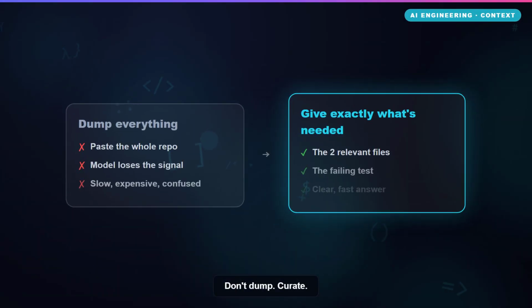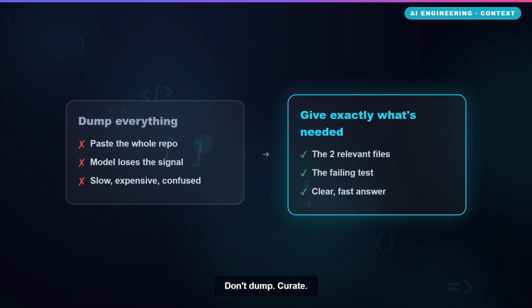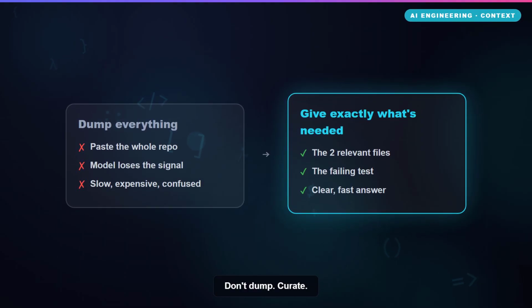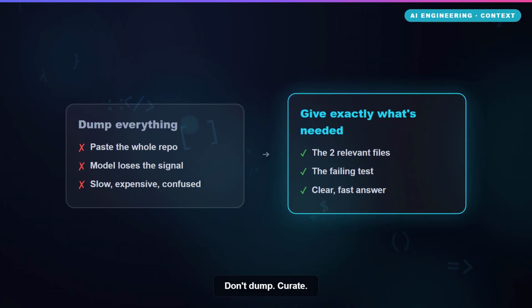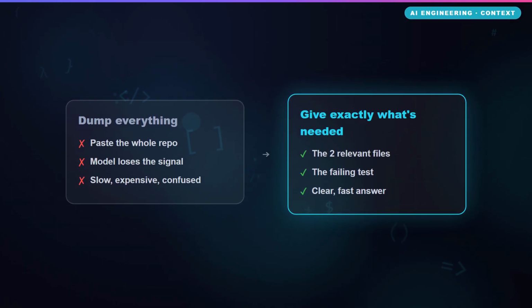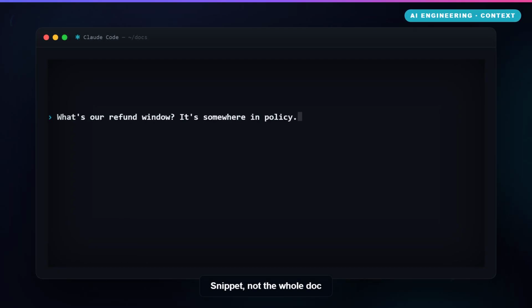So the instinct is to paste in everything just to be safe, but that backfires. A bloated window buries the signal. People call it context rot. The move is to give it exactly what it needs. Here's the trade-off that makes that real.